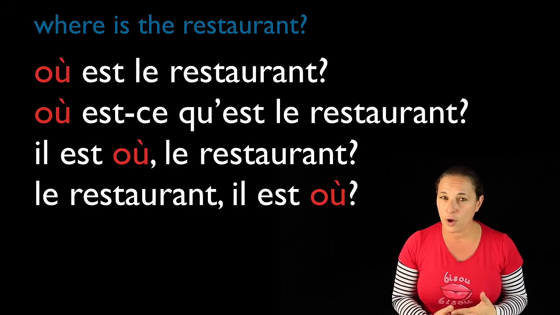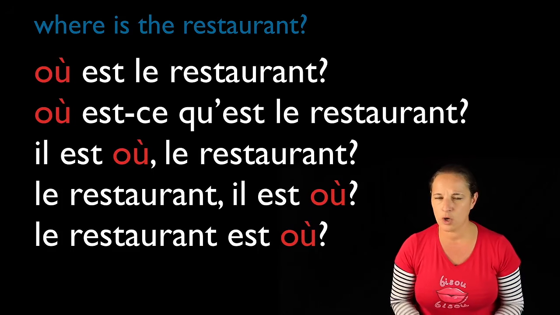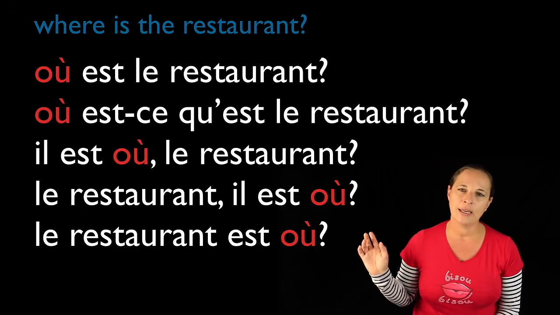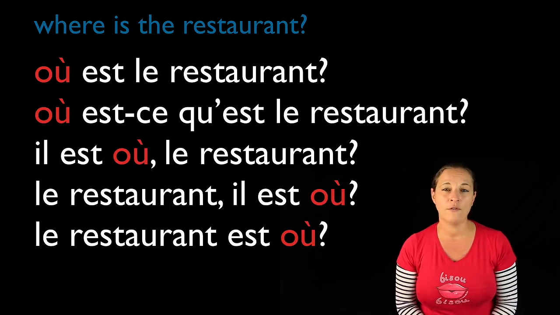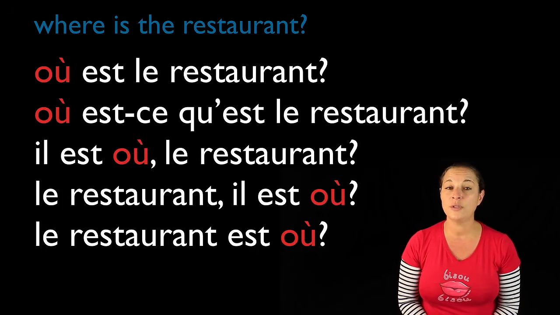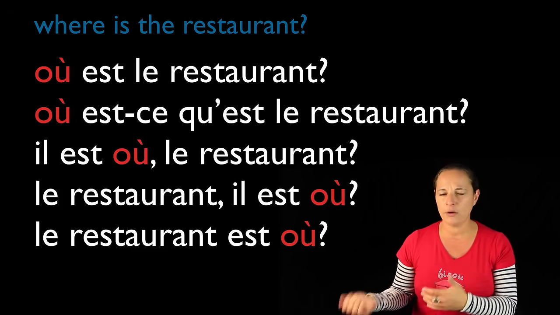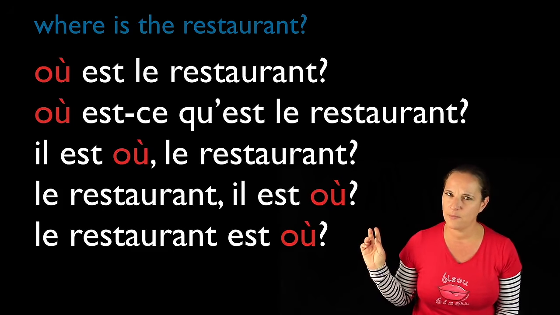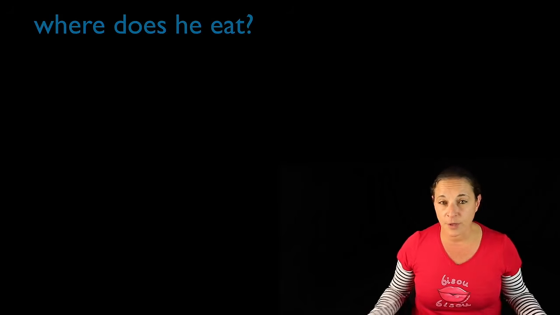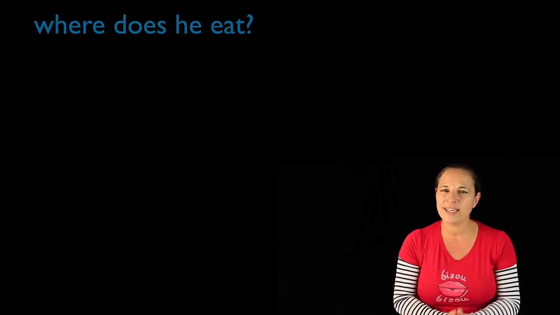Now, another way of using où, you could say, le restaurant est où? The restaurant is where? And again, that's all to do with the intonation of your voice. So we've seen a very simple example using où and then is, where is. So, où est le restaurant? So have a look at this again. If you wanted to use the verb manger, to eat, and you wanted to say, where does he eat?